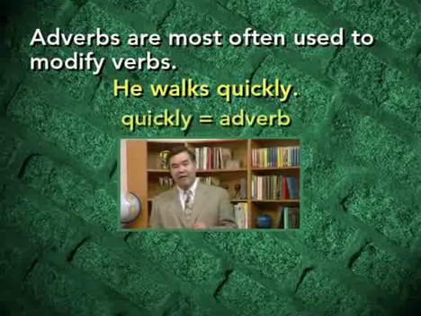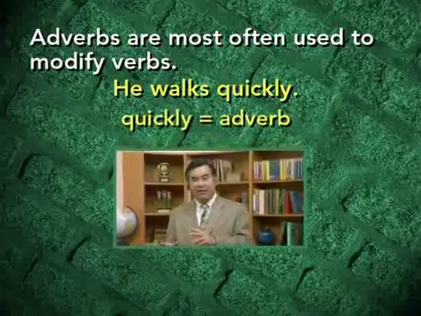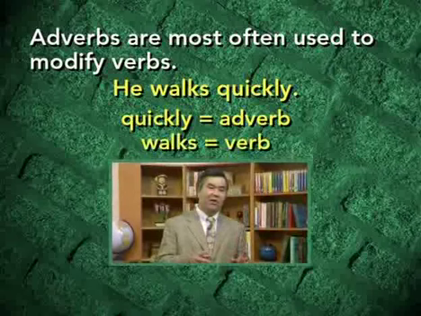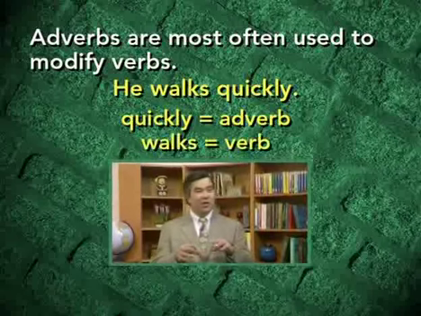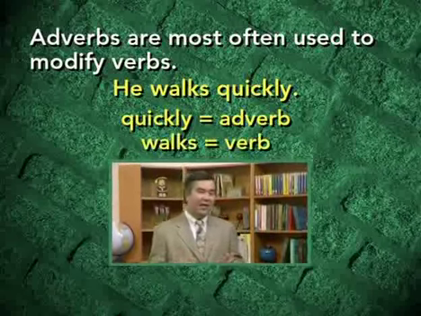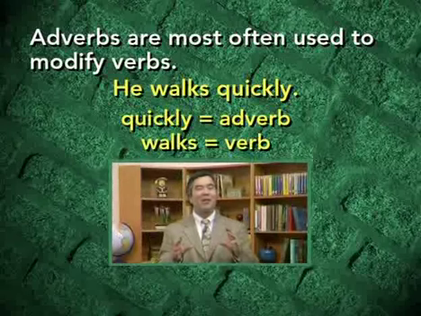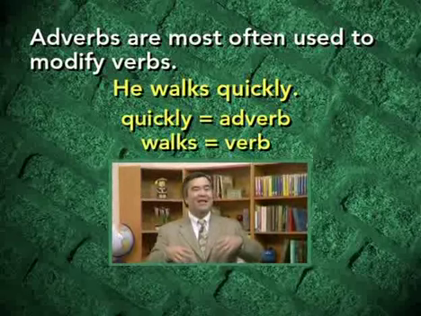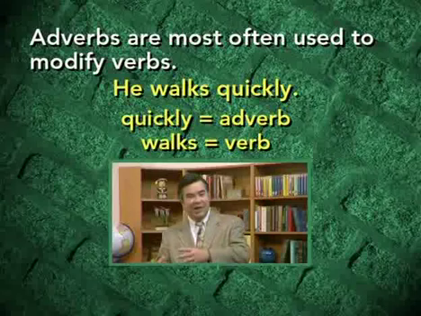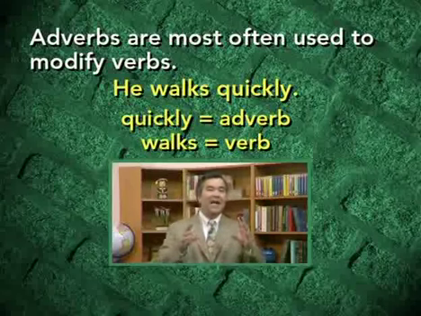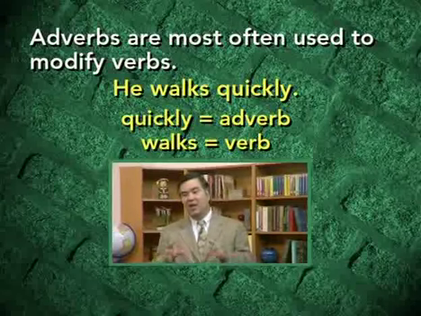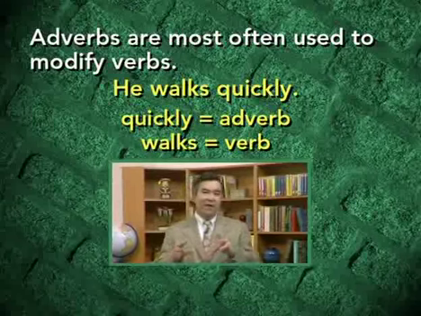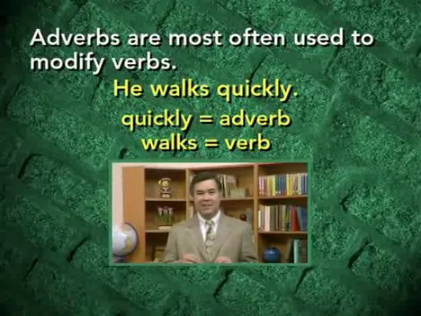Here we have the adverb quickly, and it modifies or gives more information about the verb walks. Walks describes an action in this sentence, and quickly tells us a little bit more about what that action is, like, it's a quick walk. It's walking that is being done quickly. It tells us how the walking is being done. So quickly, the adverb, modifies the verb walks in this sentence.